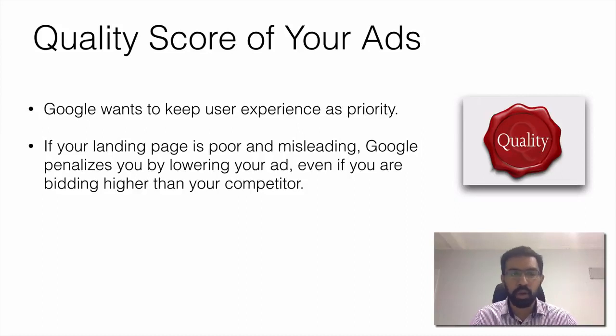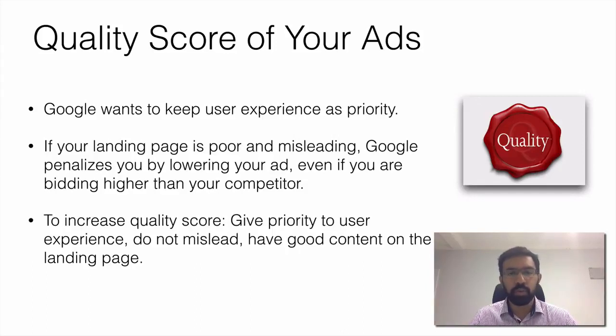I will tell you how they reward you. If your landing page is poor and misleading, Google penalizes you by lowering your ad even if you are bidding higher than your competitor. Let's say there are two people. One person is bidding 100 rupees and one is bidding 110 rupees. The person bidding 110 rupees has a really bad quality landing page, and the person bidding 100 rupees has a really good one. The quality score of the second person will be higher, which means the ad rank will also be higher. Even though the first person is bidding 110 and the second is bidding 100, the second person's ad will show up on top because of the better quality score.